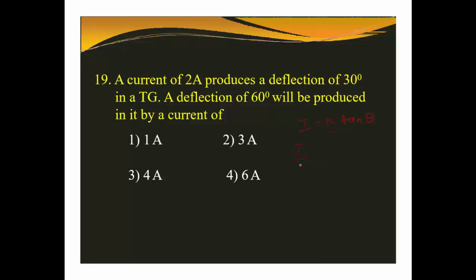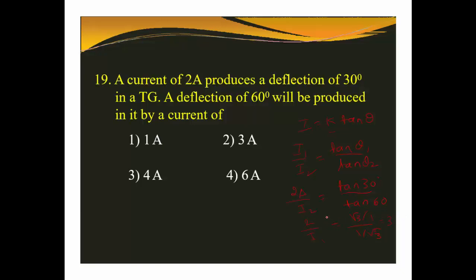Simple, I1 by I2 equals tan theta 1 by tan theta 2. K gets cancelled because it is a constant. Now I1 is 2 ampere, I don't know I2. Tan 30 degree for 2 ampere, and this is 60 degree. If you do the calculations, it will be 1 by root 3 over root 3 by 1, which becomes 1 by 3.